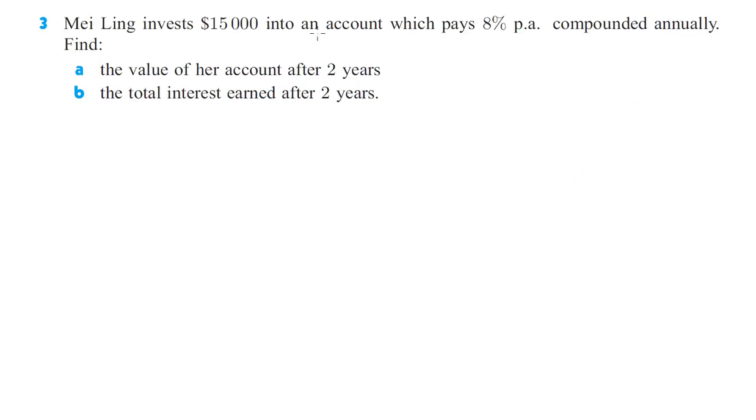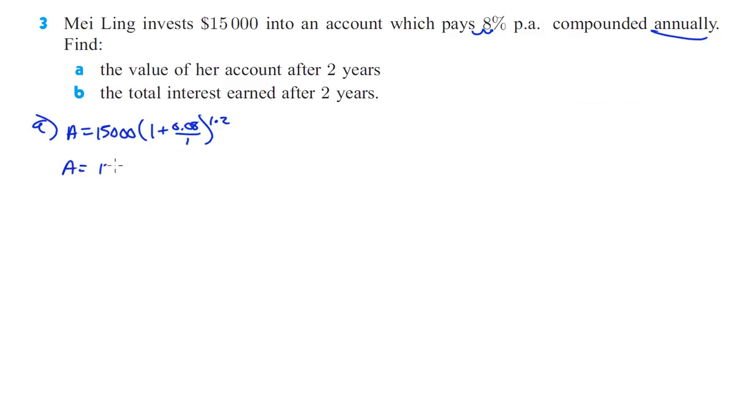Mailing invests $15,000 into an account which pays 8% per annum, compounded annually. Find the value of her account after 2 years. So, same idea as the first one that we were doing here. So, A equals our initial investment, $15,000, times 1 plus our percentage rate. So there's 8. Move that decimal back twice. 0.08. It's compounded annually, so that means it's just a 1 for the compounding periods. And then that 1 also goes here. Value of her account after 2 years, so 1 times 2.